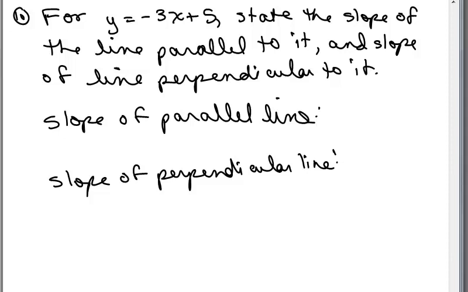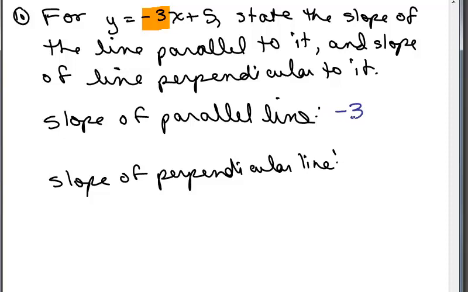Okay, number 10. For y equals negative 3x plus 5, state the slope of the line parallel to it and the slope of the line perpendicular to it. Right, so what's the slope of the parallel line? It's the same slope. So notice this original slope is negative 3. That is the slope of all the lines parallel, same exact slope.